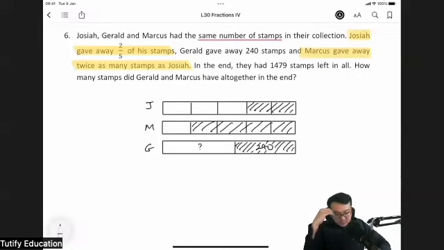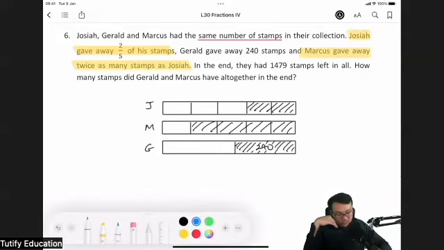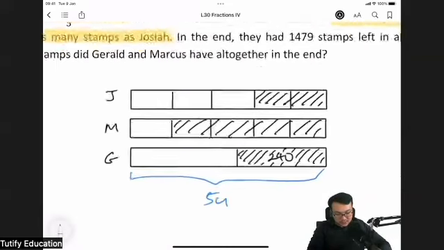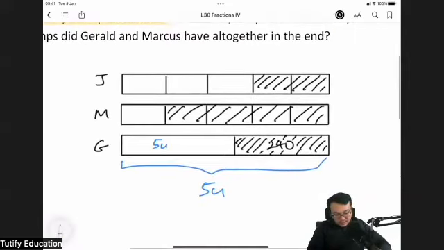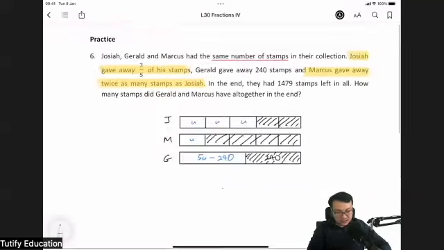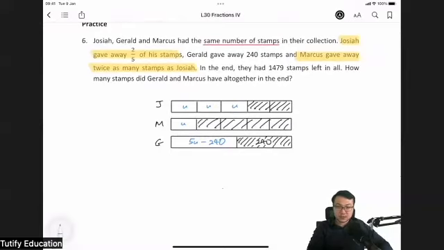So how many units is left for Gerald? Can you tell me? Do you know? No. But what I know is this is how many units? 5 units. So the remainder, you can write it as 5 units minus 240. Very good. Well done, Ambrielle.